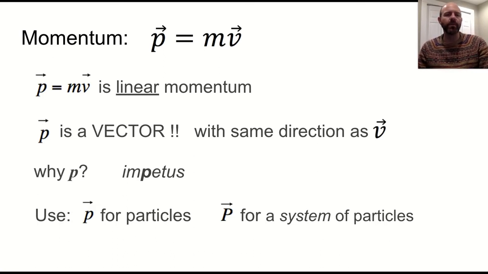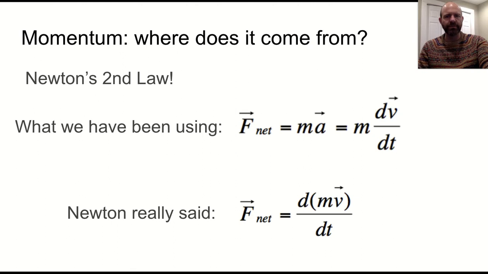P is the symbol for momentum because when Newton talked about it, he called it impetus, and so we get the P from there. For our symbol, usually we use a lowercase p when it's an individual object and a capital P for a whole system. But let's be honest, we're not always that careful about it. So just watch out for that.